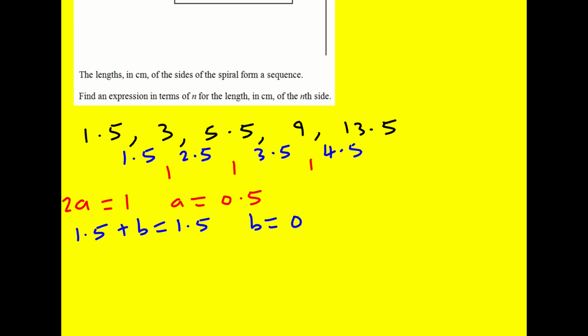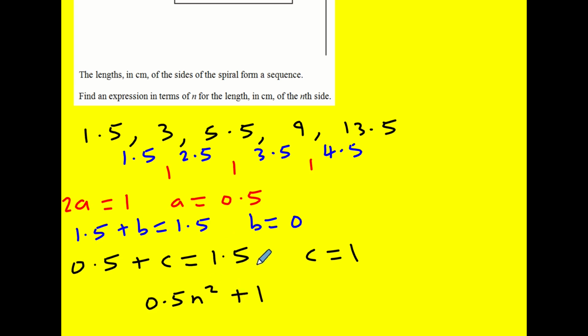And then finally, a plus b plus c is going to equal 1.5. So it's going to be 0.5 plus b, which is 0, plus c is equal to 1.5, and so c is going to equal 1. And I think it's going to be 0.5 n squared plus 1. I thought it might be more complicated than that, but if we substitute in n is 4, I'm going to get n times n is 16, divide that by 2, 8 plus 1, that is going to give me 9. So I can be quite confident it worked for that one, and I've done it for the other one.